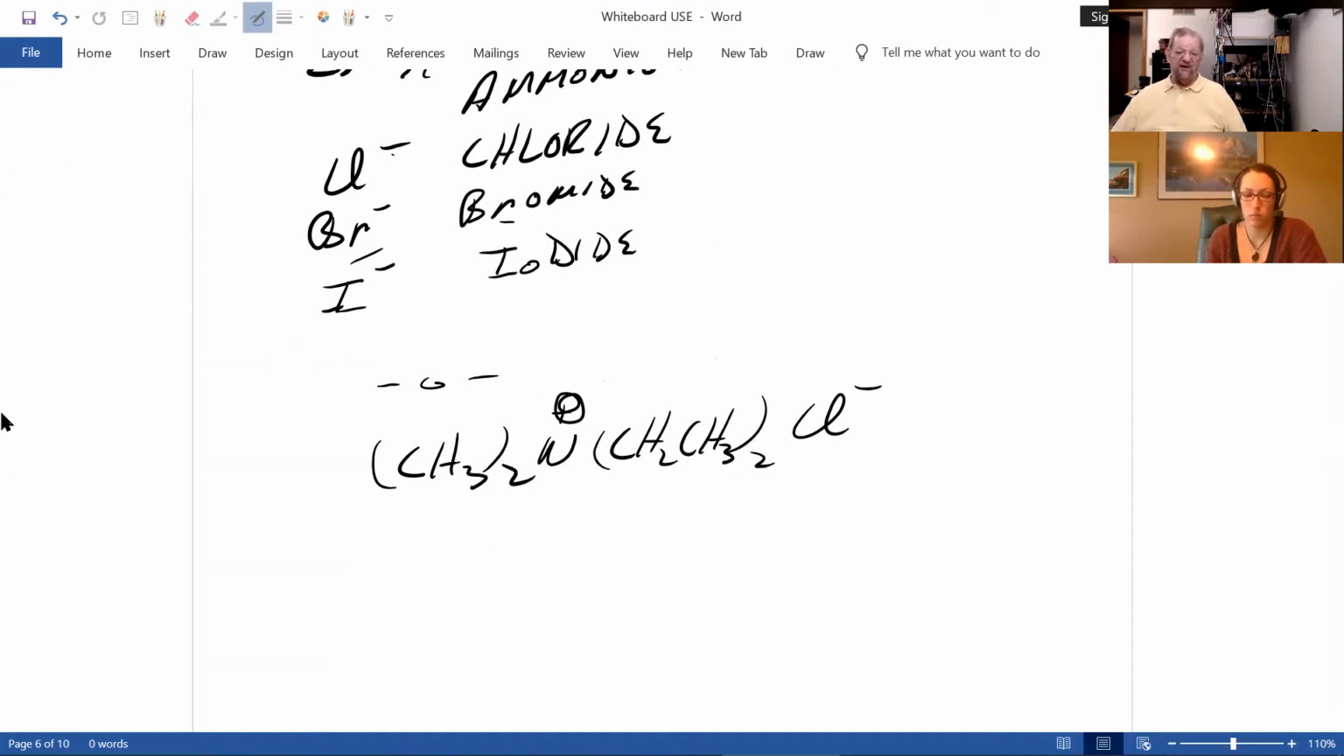And we look at the following. What's this common name? I'll do this one. Oh, look, nitrogen with a plus charge and a chloride anion. It has 4 bonds, so this is a quaternary ammonium salt.